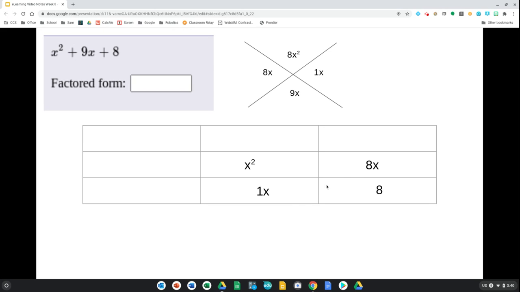It doesn't really matter which one goes in which box. Okay, now that we've got our chart filled in, we start looking for greatest common factors. So on this first row going across, x squared and 8x, what do they have in common? Well, they both have an x, and so we would put an x out here.